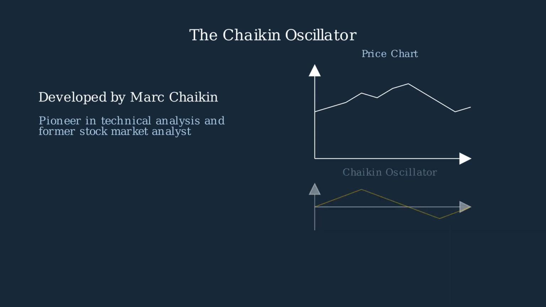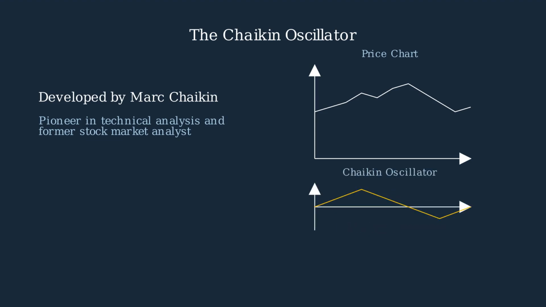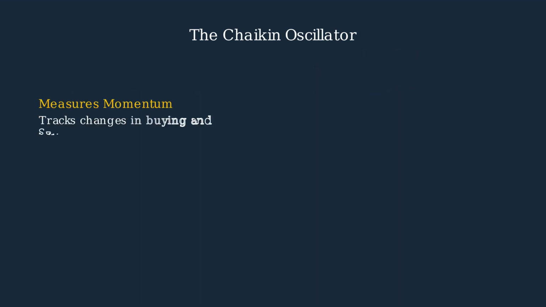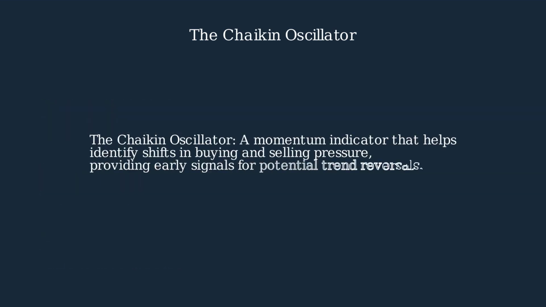a security. This technical indicator helps traders identify changes in buying and selling pressure by comparing short-term and long-term momentum. The oscillator accomplishes this by measuring the difference between faster and slower moving averages of the accumulation distribution line. What makes the Chaikin oscillator particularly valuable is its ability to spot potential reversals in price trends before they actually appear in price charts. In summary, the Chaikin oscillator is a momentum indicator that helps identify shifts in buying and selling pressure, providing early signals for potential trend reversals.